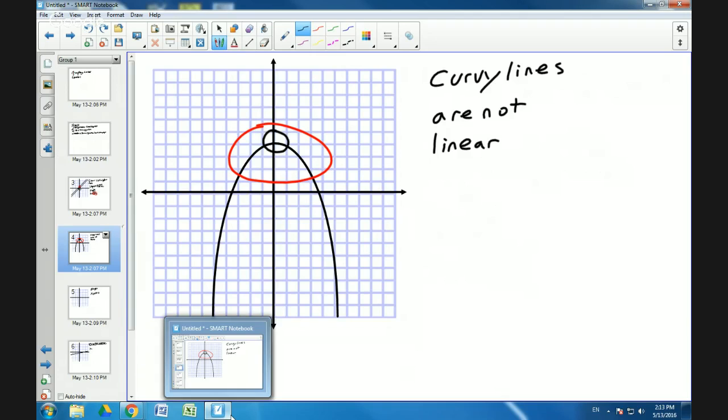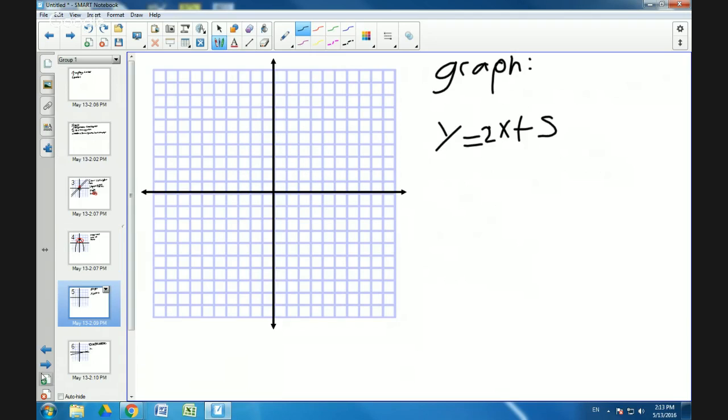Now we will graph the equation. Here we can see that it is y equals 2x plus 5. So first we'll look at the slope, and that means that it is rise over run. So that means it rises 2, and it runs across by 1. And it intersects at 5.